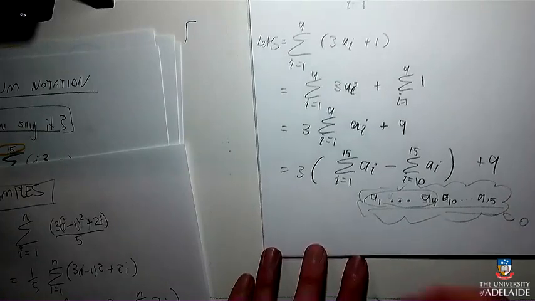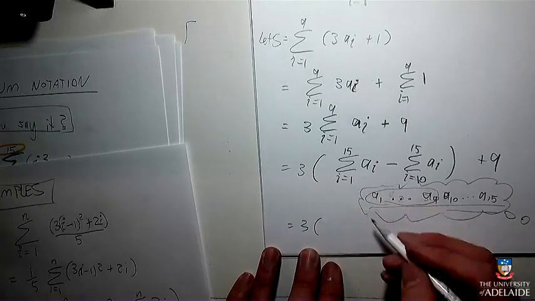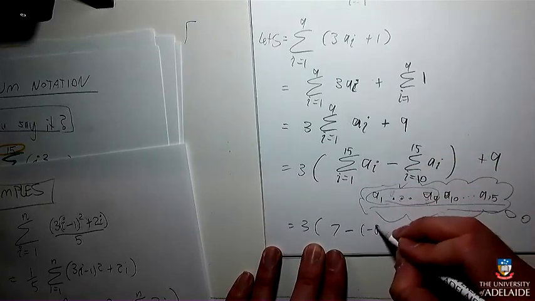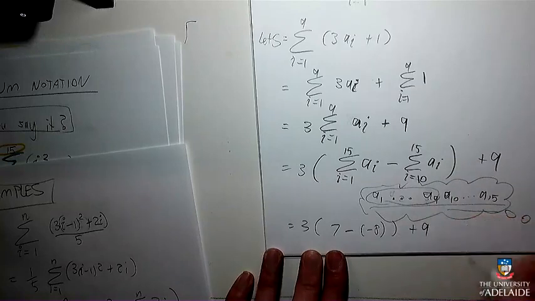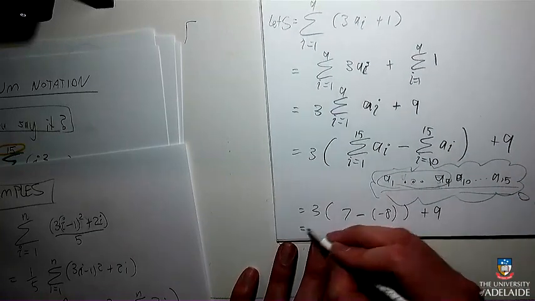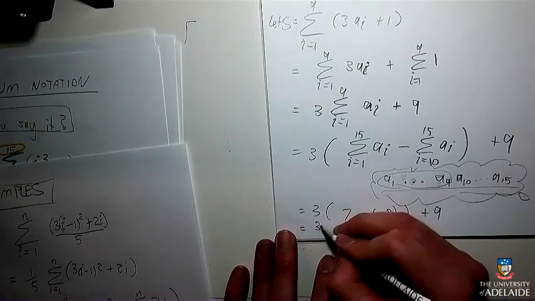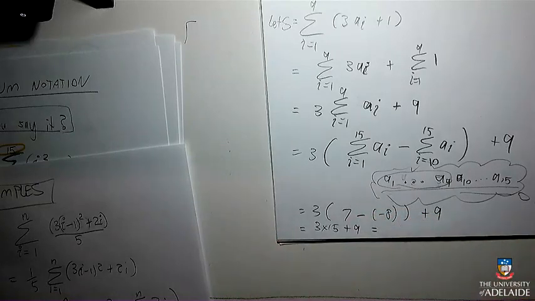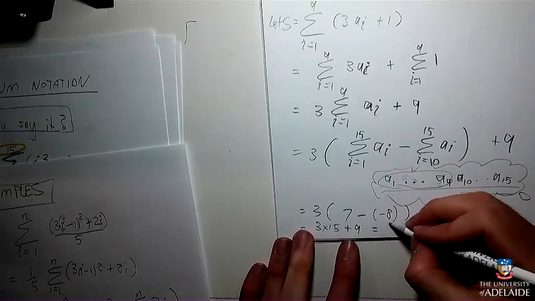Okay. And I know what all those answers are. The sum from 1 to 15 was 7. The sum from 10 to 15 was minus 8. And we've got that. And so now I can figure it out. And 3 times 15 would be 45. And 45 plus 9 would be 54.